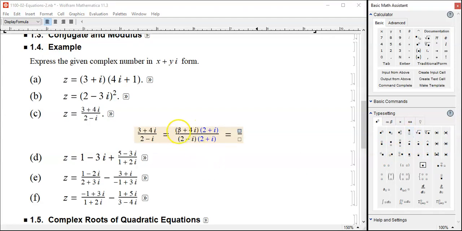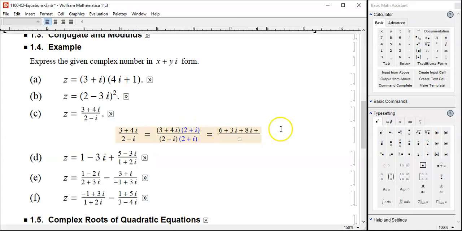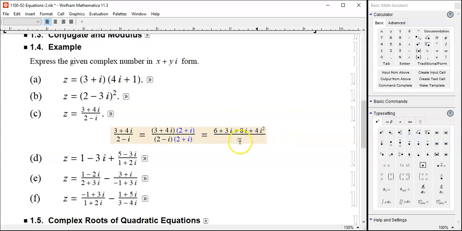Let's go ahead and FOIL this one. 3 times 2, that's 6. First, outside, 3 times i. Inside, 4i times 2. Finally, last, 4i times i, 4i squared. How about the denominator? First, 2 times 2, that's 4. Outside, inside, and then last.